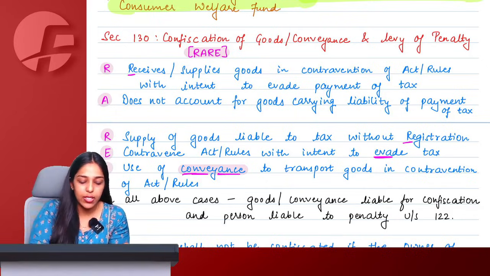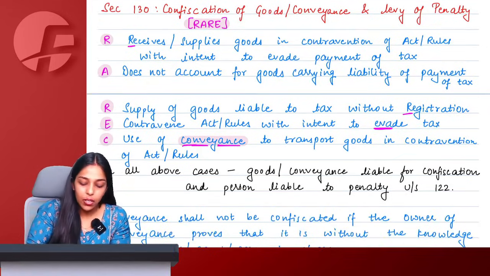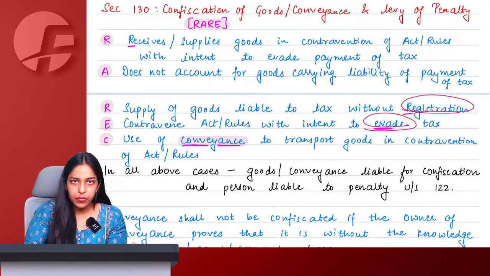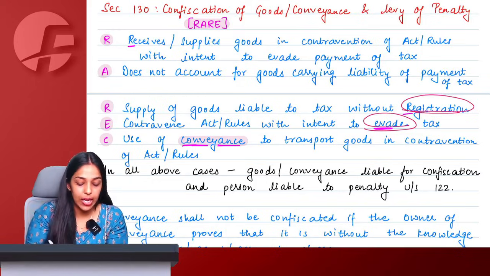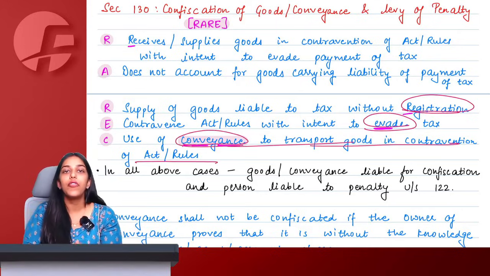This is a general case. Now here section 130 says that a person who receives or supplies goods in contravention, does not account for the goods, supplies goods without taking registration, evades the provisions and sections of this GST Act, or uses a conveyance to transport the goods in contravention of the rules or the Act.